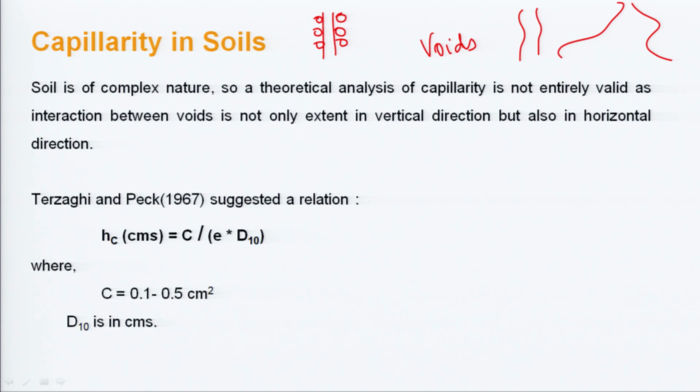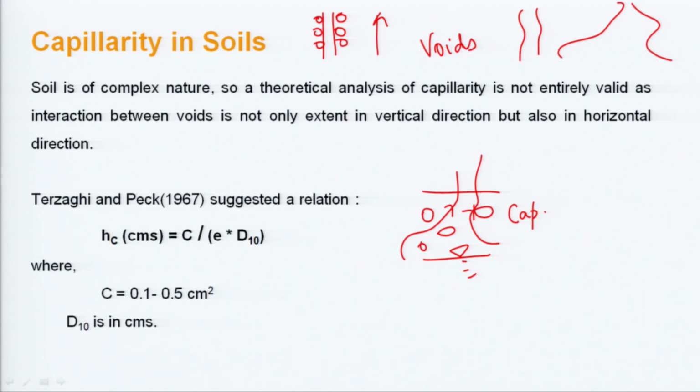The voids do not have a definite path, they do not have a straight line path like a capillary tube. So, if this is the groundwater table level and there are certain soil solids here, water can have any path by the capillary action. This is the capillary action which we are talking about. So, Terzaghi and Peck gave a relation for the capillary rise in centimeters, C upon e into D10. D10 is the effective size in centimeters and the C value is 0.1 to 0.5 centimeter square.